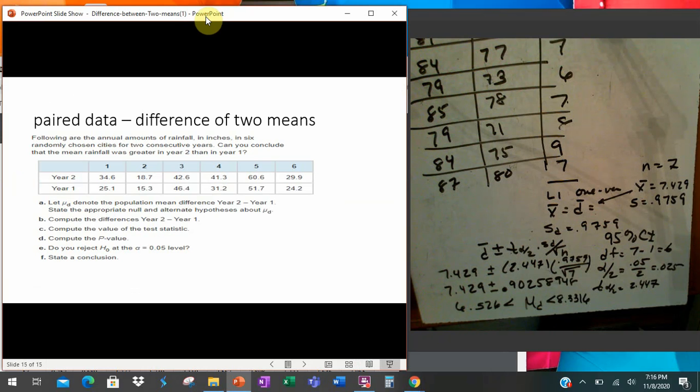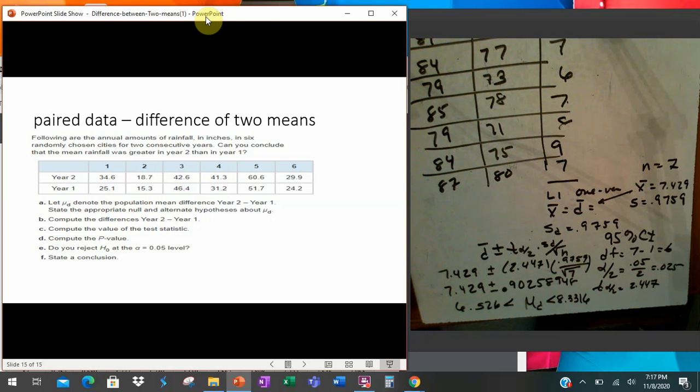So here's a different problem. Paired data, difference of two means. Following are the annual amounts of rainfall in inches in 6 randomly chosen cities for 2 consecutive years. Can you conclude that the mean rainfall was greater in year 2 than in year 1?